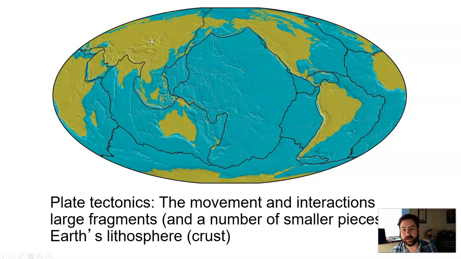So in any case, not all of them are named as intuitively as that. But in any case, what you see here, these are the boundaries between different plates. This little plate right here, the Juan de Fuca, is a small but mighty plate. More on that at a later time. But in any case, plate tectonics is the movement and interaction of large fragments and a number of small pieces of Earth's lithosphere. Just a fancy word for the crust.